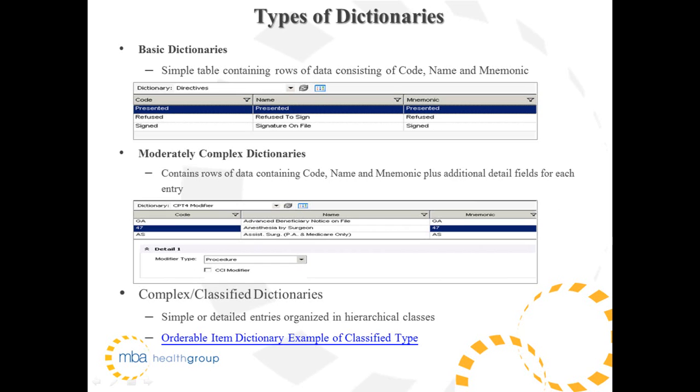Basic dictionaries consist of a simple table with rows such as code, name, and mnemonic of the entry added. Moderately complex dictionaries contain rows such as code, name, and mnemonic, plus additional detailed fields for each entry. Complex dictionaries, otherwise called classified dictionaries, can have simple or detailed entries organized in hierarchical classes. A great example of this type of dictionary would be Orderable item.